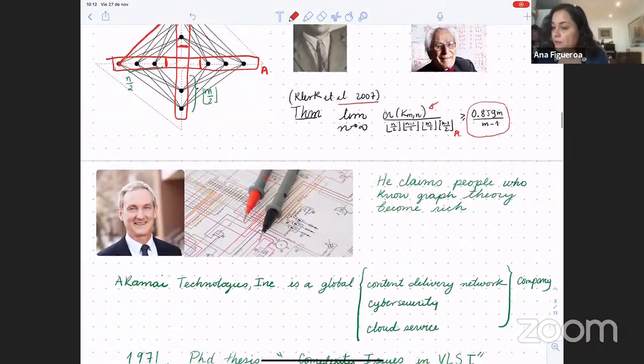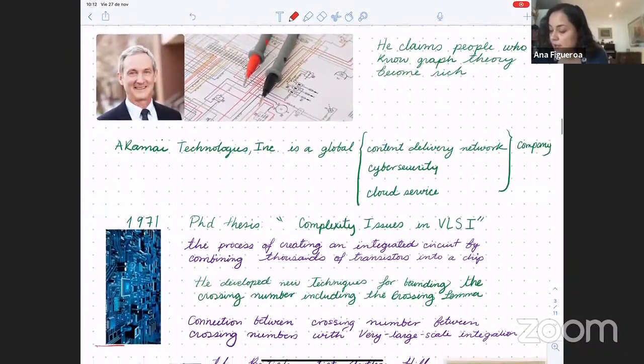Now, I want to talk about a second place where the crossing number appeared. It appeared with this man. His name is Tom Leighton.